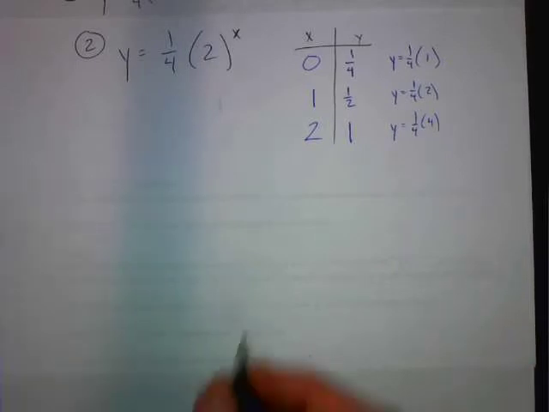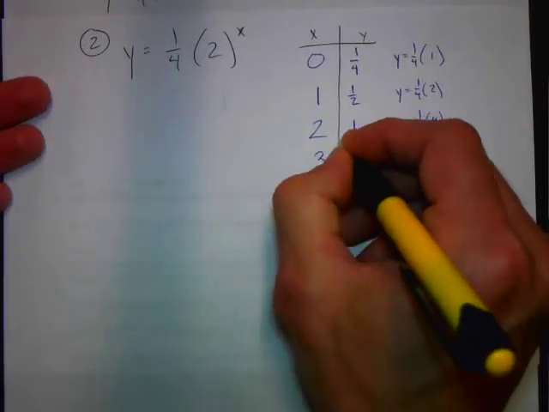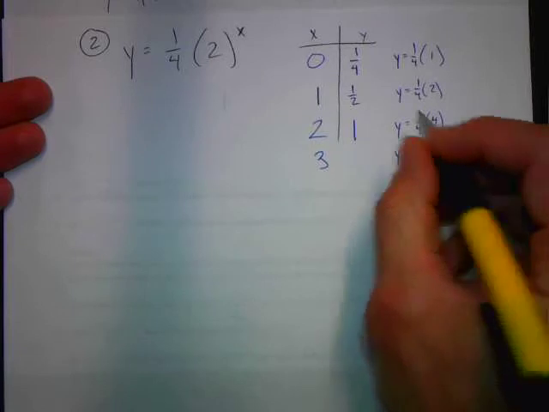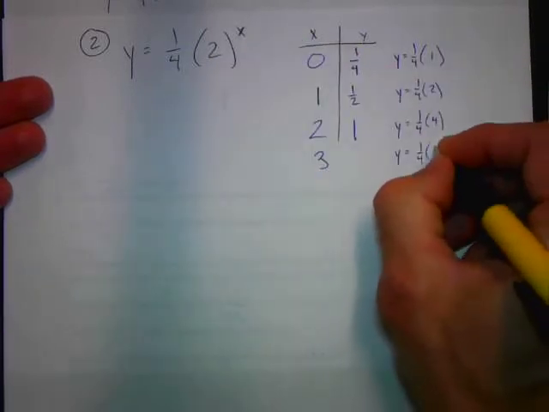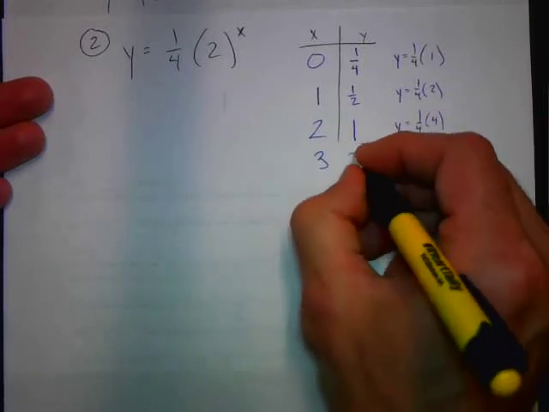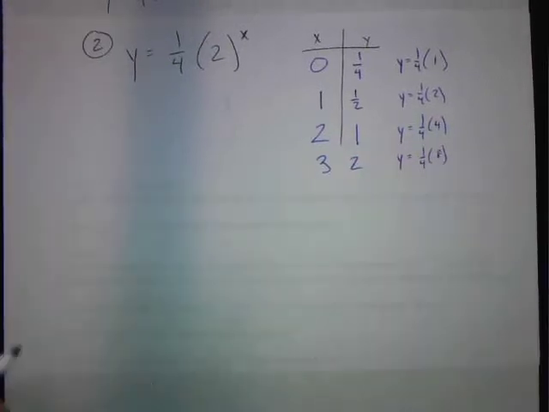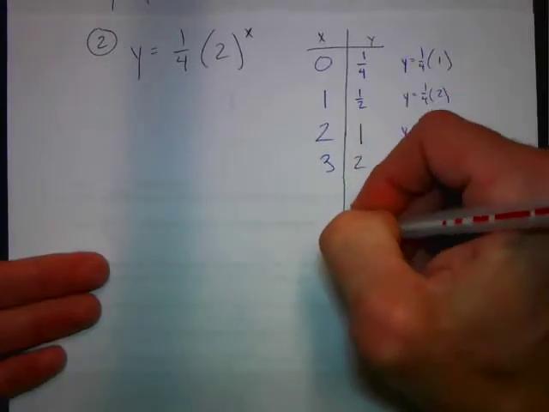So let me play one more. If x equals 3, y would equal 2 to the third power, which is 8. So 1/4 times 8, and that of course is 2. So you see, you have a pretty good idea of what's occurring here.